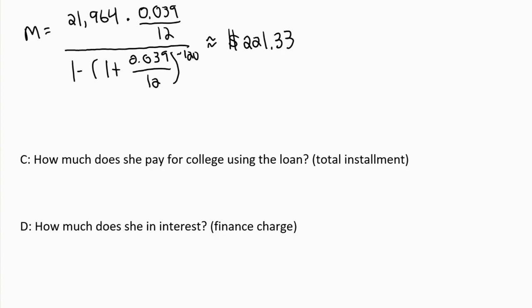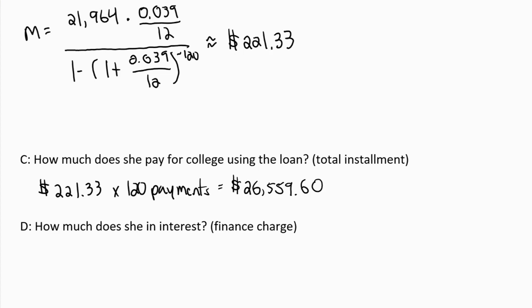Now that we know that our monthly payments will be $221.33, we could figure out the total amount that she pays for this loan. So we take that monthly payment, and we're going to do that 120 times. When we multiply that together, that's going to give us our total installment, basically everything that gets put towards this loan. That's going to be $26,559.60, which is, of course, more than what the loan was originally costing her.